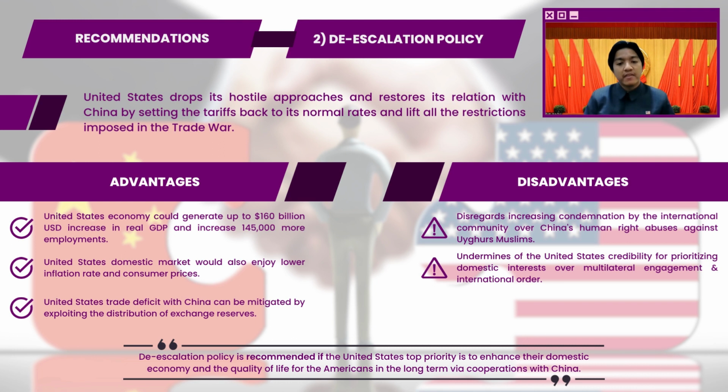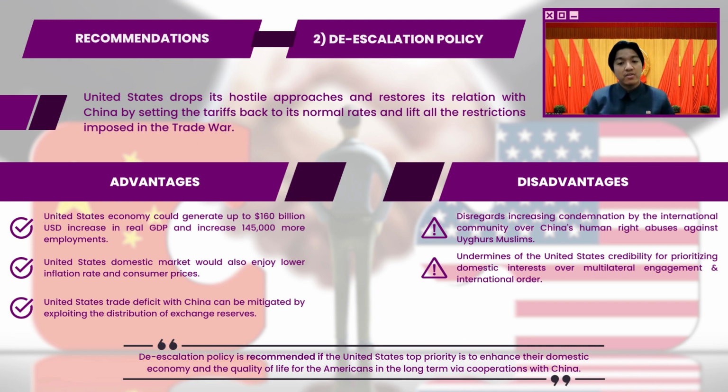Furthermore, as the objective of initiating the trade war was heavily associated with the large trade deficits suffered by the US against China, the escalation may also help to resolve the imbalance by exploiting the distribution of exchange reserves between the two states. While it is evident that the de-escalation may provide positive economic outcomes in the context of international relations, the escalation also had serious implications that may cost the US their credibility and leadership on the international stage.